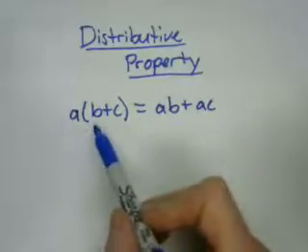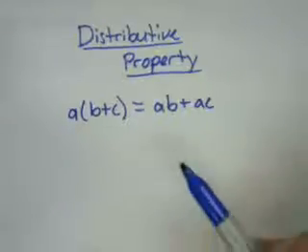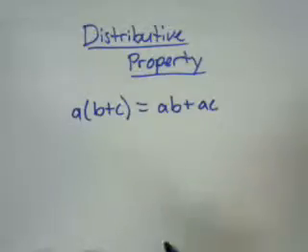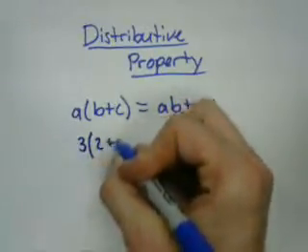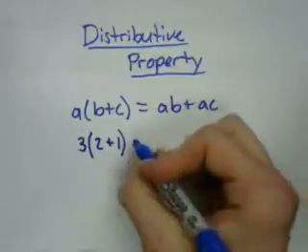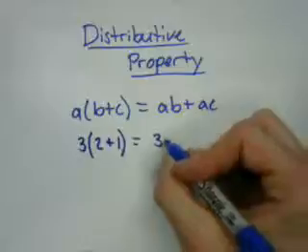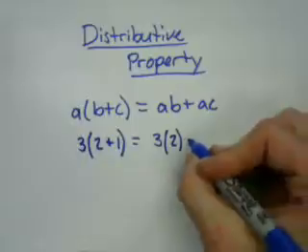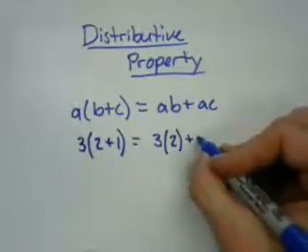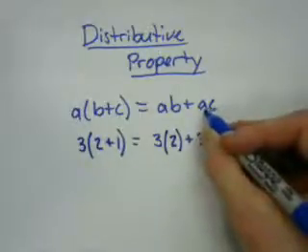We have a times b plus c in parentheses is equal to ab plus ac. What does this mean? What does this actually look like when I work it with numbers is the question I'm asking everyone. So here let's just replace the a with a 3, the b with a 2, and the c with a 1. So I'm going to have to replace the a with a 3. Now this is ab, so this is multiplication. So I need to show that somehow. I'm just going to show it with parentheses. So 3 times 2 plus, and then I'm going to have 3 times 1, because a is 3, c is 1.